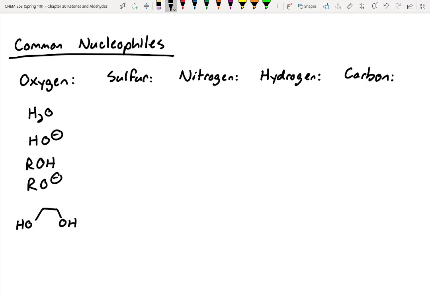All right, sulfur. We could have hydrogen sulfide, although not super common because it tends to be super duper stinky. We could have thiols. We could have thiolates. Or we could have the sulfur analog of diols, right? So in this case, these would work. So this is also a kind of unique reaction using this as our nucleophile. We'll cover that later.